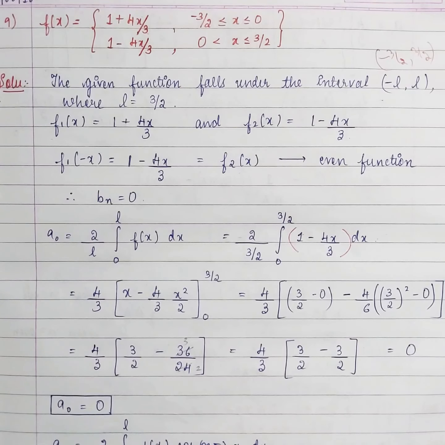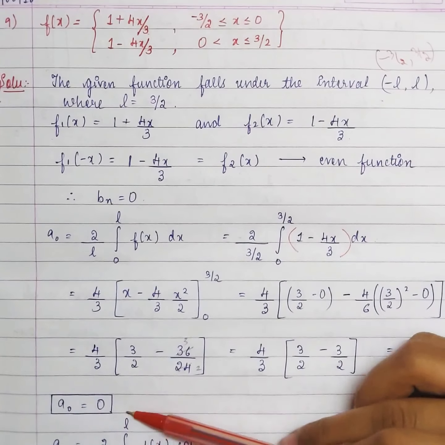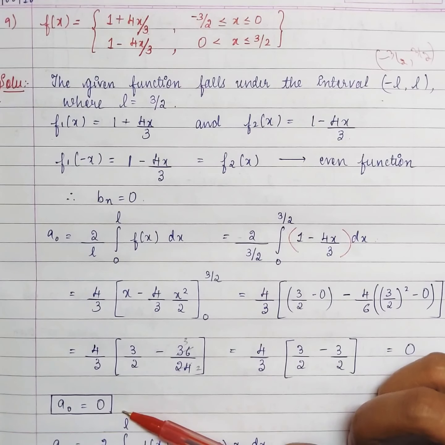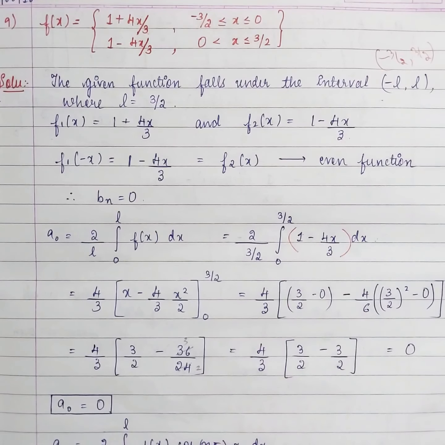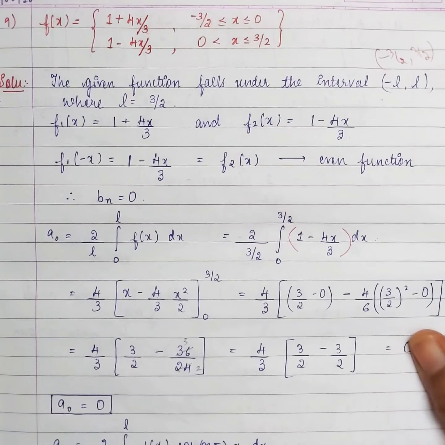Just now I mentioned in the previous one that Bn is 0. So don't think that a naught will become 0 only for an odd function. A naught is just a constant. You will get an also. So now you have to find an.